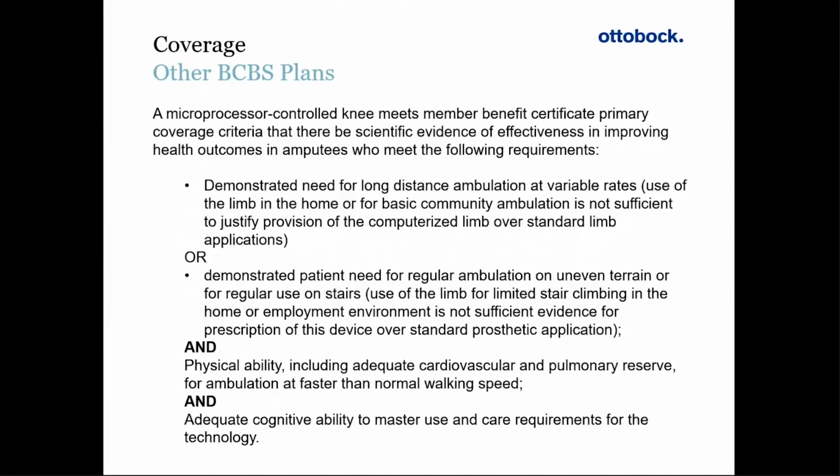So most other Blue Cross Blue Shield plans will look to cover microprocessor knees for the long distance ambulator at variable rates, demonstrate the need for regular ambulation on uneven terrain, and really keeps you in that K3, K4 category. But I did want to show you the differences. The Blue Cross Blue Shield Association had picked up that K2 level language, and we are seeing it being adopted across many states. So if you have questions as you come across a Blue Cross patient, or need help pulling policy, feel free to give the reimbursement department a call at Ottobock. We'd be happy to help you find that. Next, please.